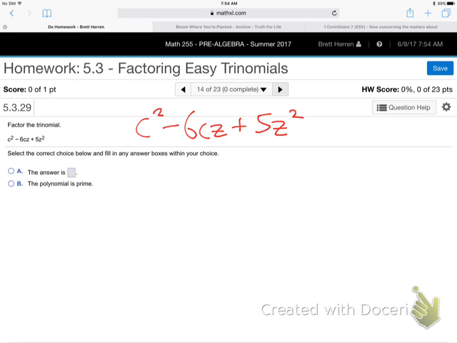All right, so now they're doing the double letter thing. This is actually not that hard, really.